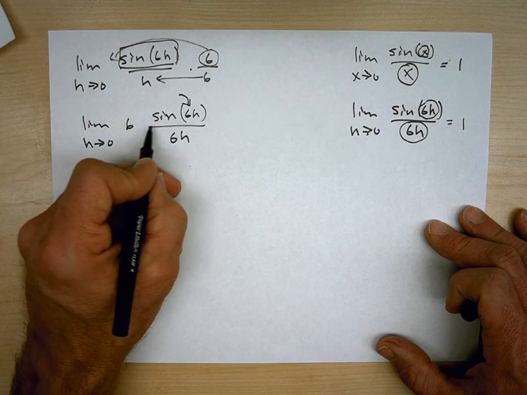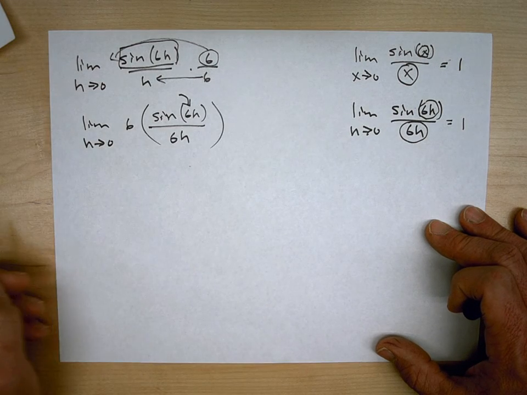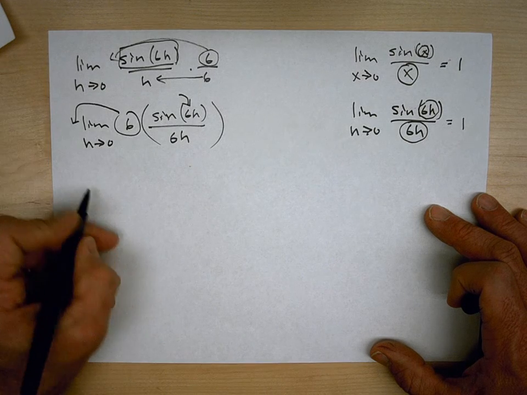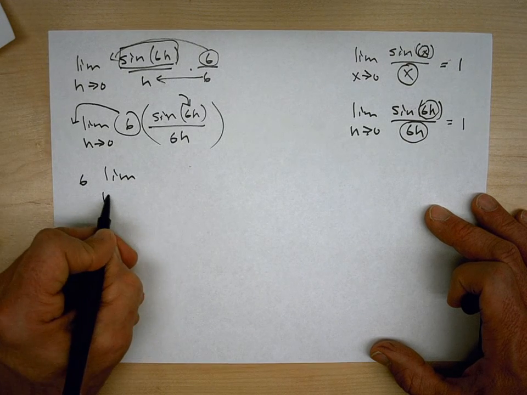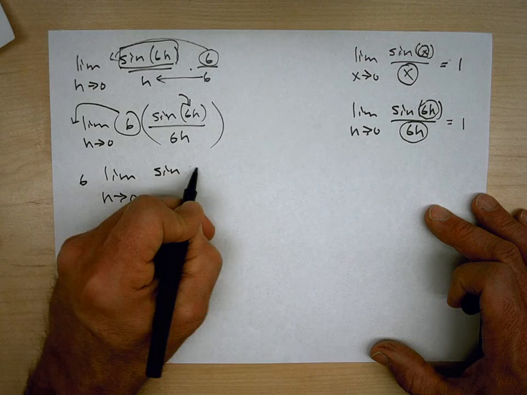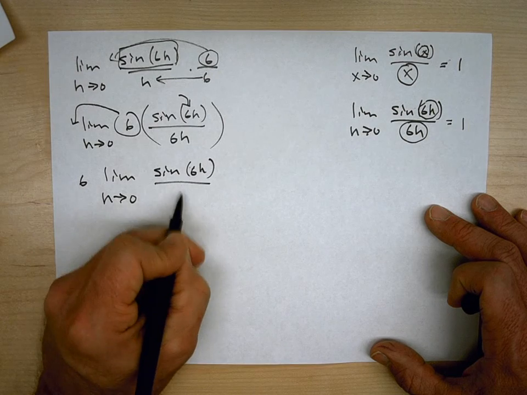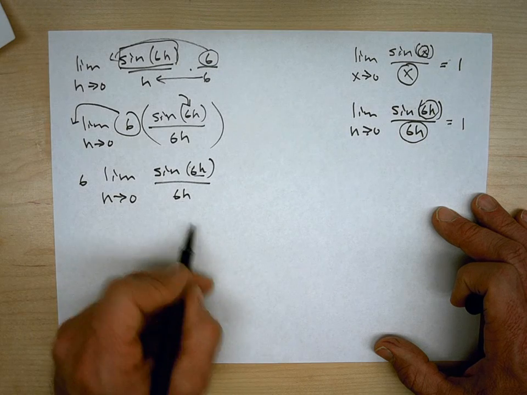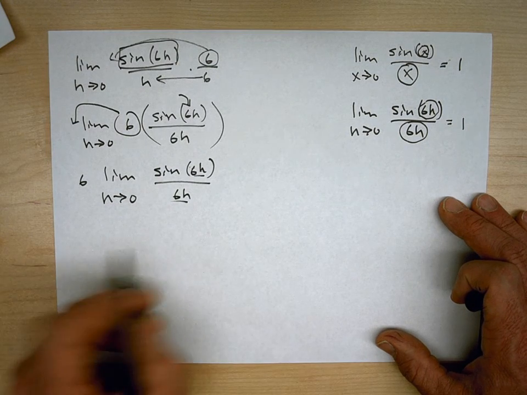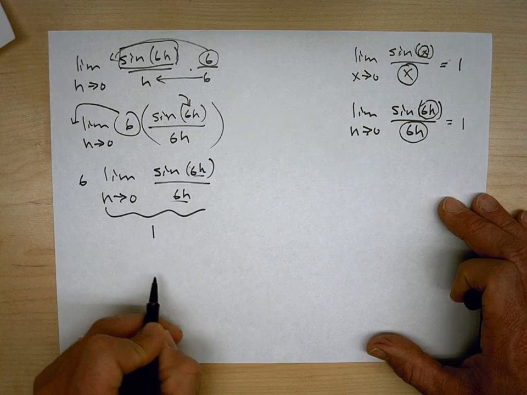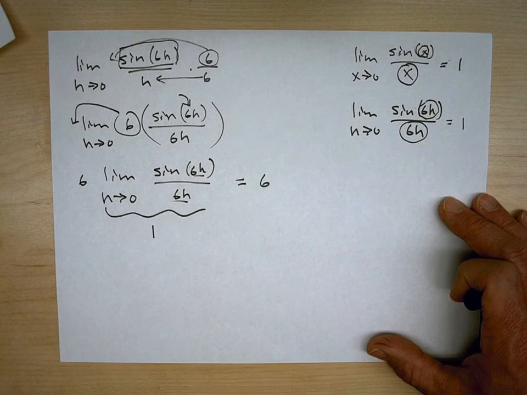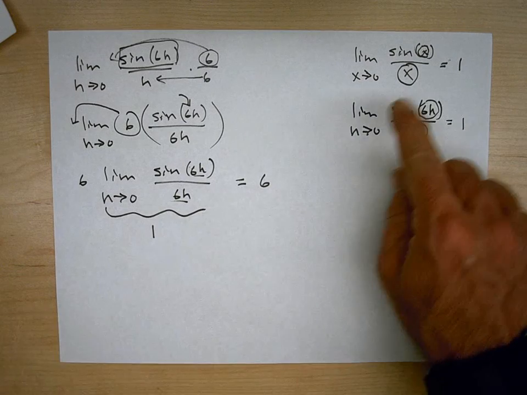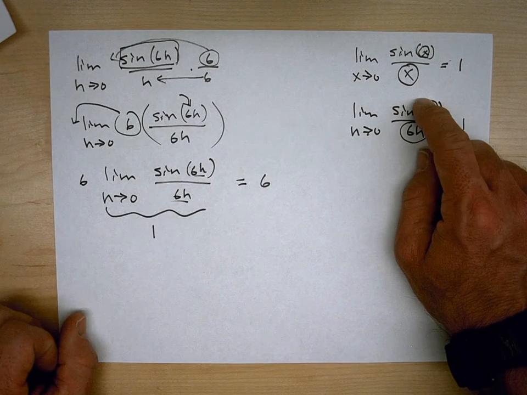Now I have 6 times a function, but we know that with limits, these constants can come out front. So now I've got 6 times the limit as h goes to 0 of sine of 6h over 6h. And we know that as long as this argument is the same as what's in the denominator, then this equals 1. So I have 6 times 1 equals 6. So just a couple of examples of how we can use this result in order to evaluate other limits involving trigonometric functions.